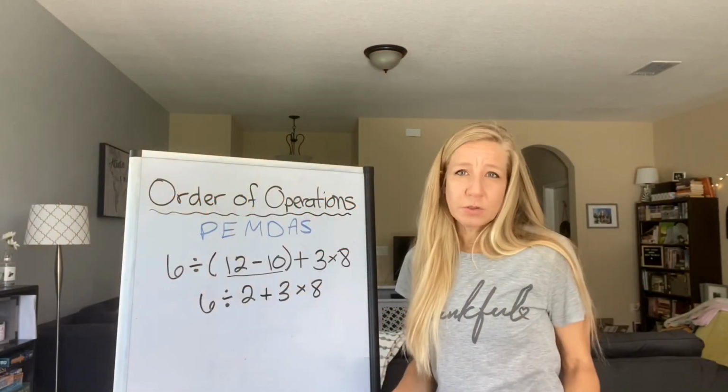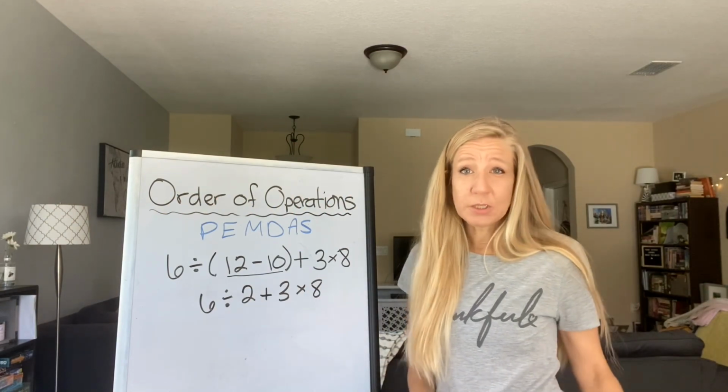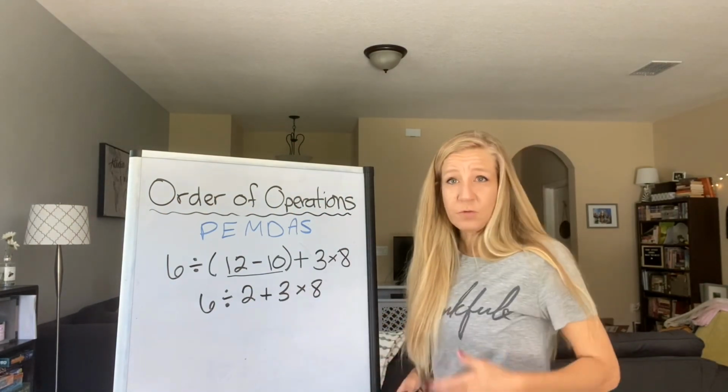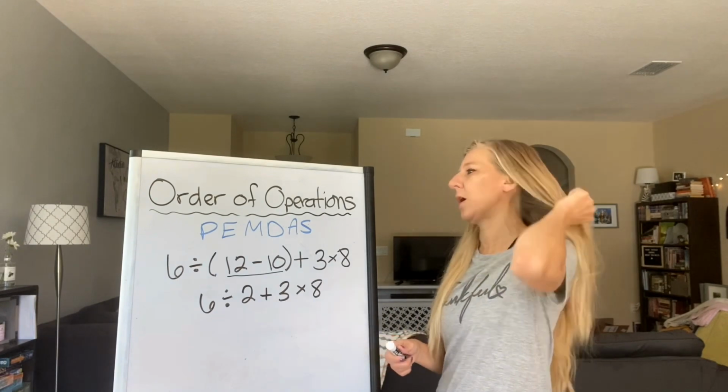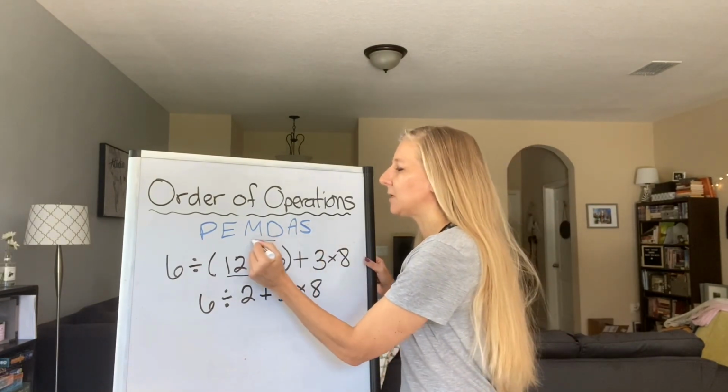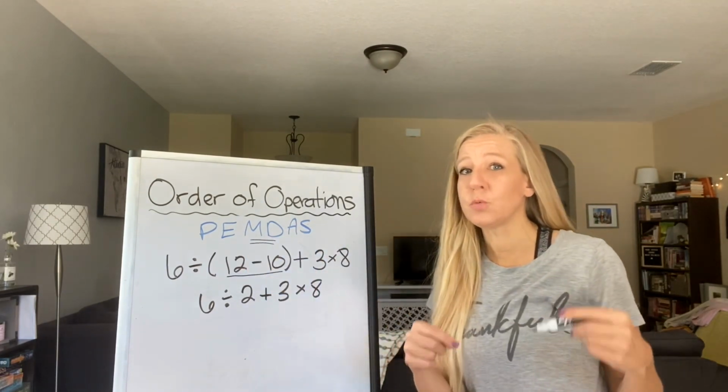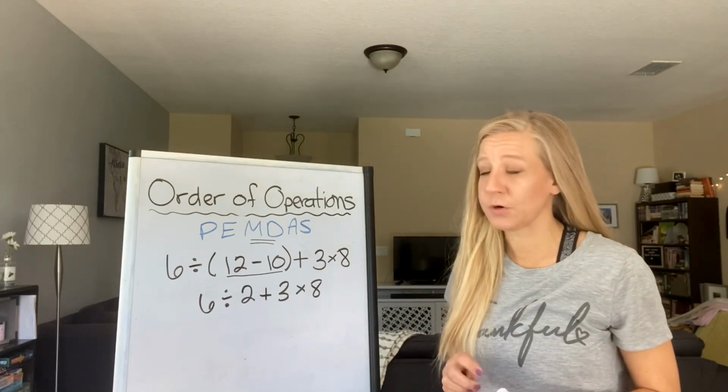So we haven't learned much about exponents yet. That's what they look like, but let's move on. We don't have any exponents here, so let's move on to multiplication and division. Remember that those two, we do them in whatever order they're written in first.